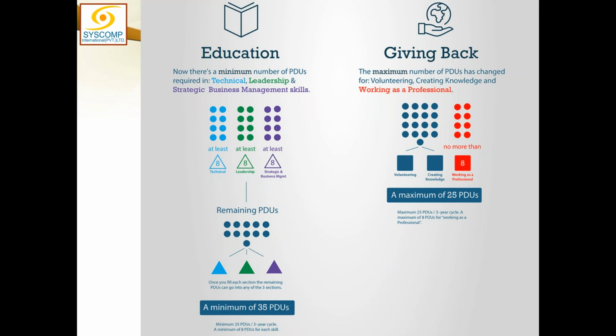I'm only talking about education. Minimum 35, maximum 60. And out of the 35, at least 8 should be in technical side, 8 should be in leadership, 8 should be in strategic and business management. That is true for 60 also. If you have got 60 PDUs, still you must fulfill the condition of 8 technical PDUs, 8 leadership PDUs and 8 strategic PDUs. Got this one?